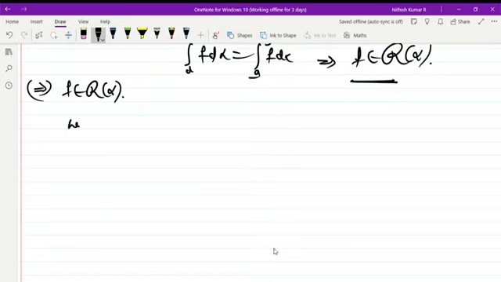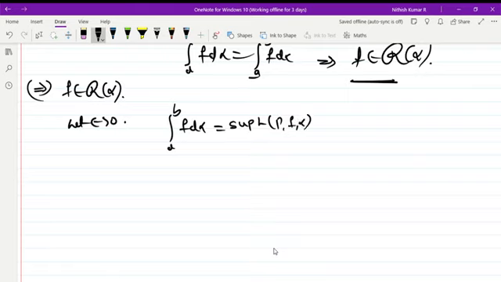So let epsilon greater than 0 be given. The Riemann-Stieltjes integral of f d alpha is nothing but the common value of the lower Riemann-Stieltjes integral and the upper Riemann-Stieltjes integral. That is the supremum of L(P, f, alpha) over every partition P of the closed interval [a, b], and it is also equal to the infimum of U(P, f, alpha). For the time being, I am taking the L(P, f, alpha).